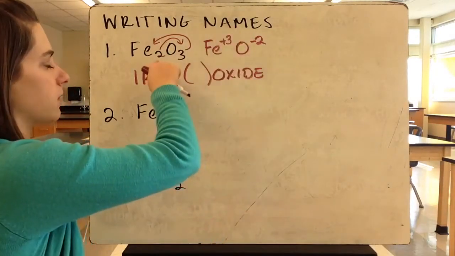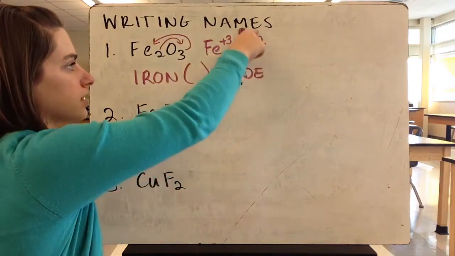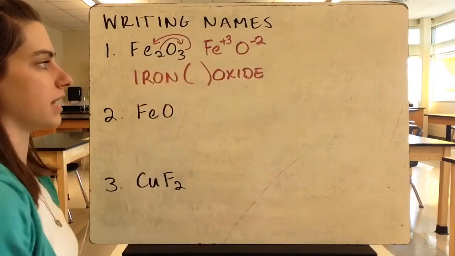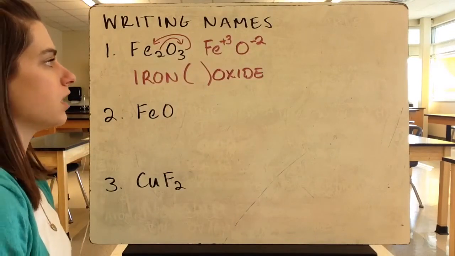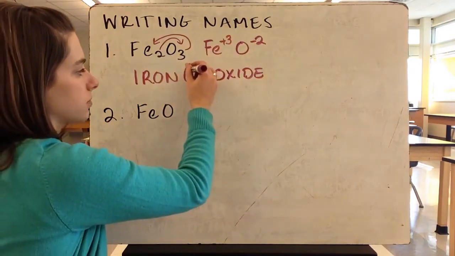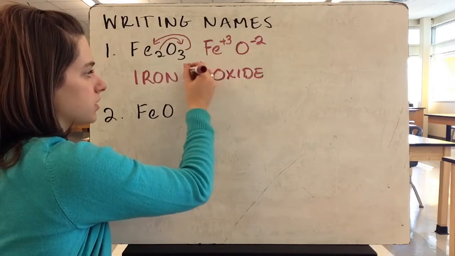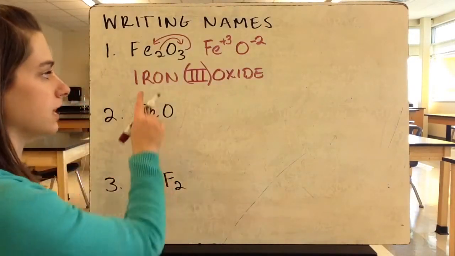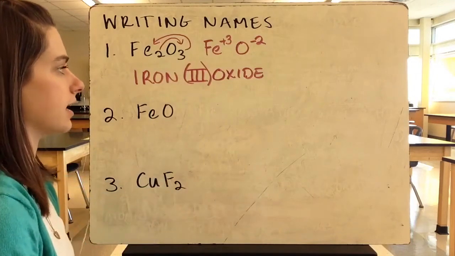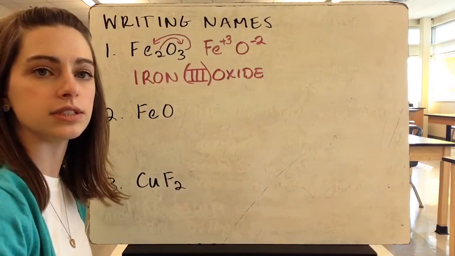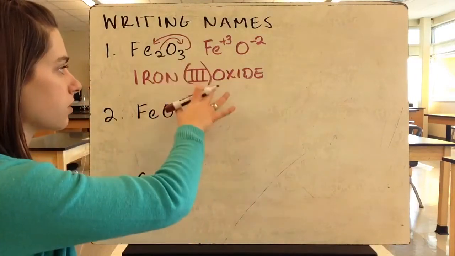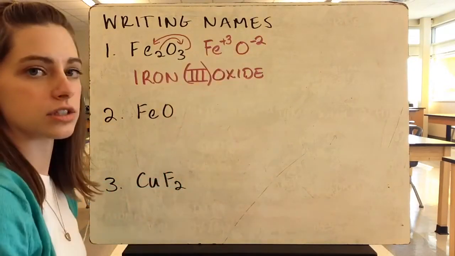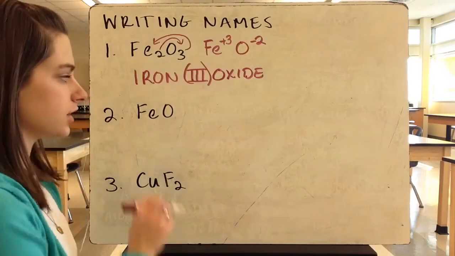If we were to work backwards to do our formula, we'd crisscross them. The 2 goes down to the iron, the 3 goes down to the oxygen, and we get what we originally started with. So our iron has a +3 charge. That means we're going to write a Roman numeral 3 in parentheses between the iron and the oxide. This tells whoever is reading the name of this formula that iron has a +3 charge, and then oxygen's still the same. Let's look at our next example.